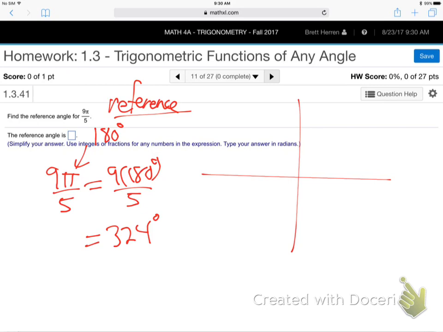So go ahead, find it now, and then find the reference angle. So first off, find where 324 is. Put it in the correct quadrant. Find out which quadrant it's in. And then find the angle to the nearest x-axis. That'll be the reference angle. And then convert it back to radians. So this is 0.